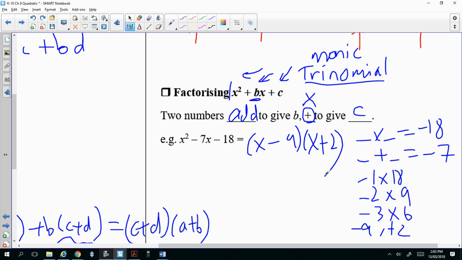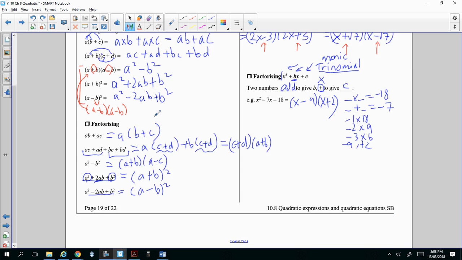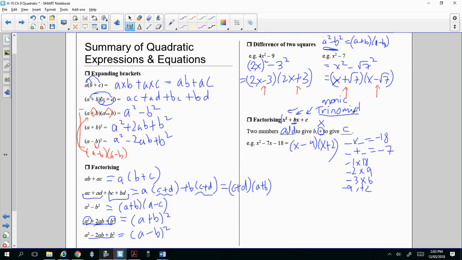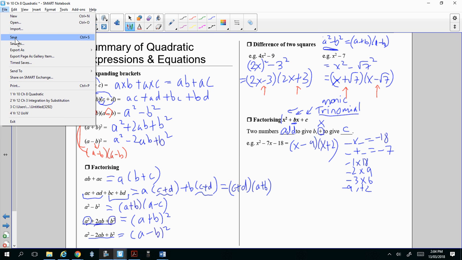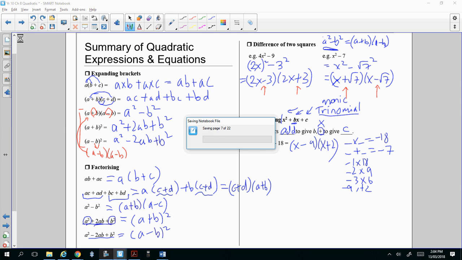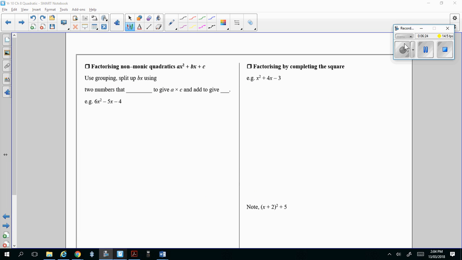Right, trinomial and difference of two squares. Any questions? These are the basic types, and there's 3 more pages to go. When you're ready, go to the next page. Next we're going to look at non-monic. Non-monic is a bit harder.